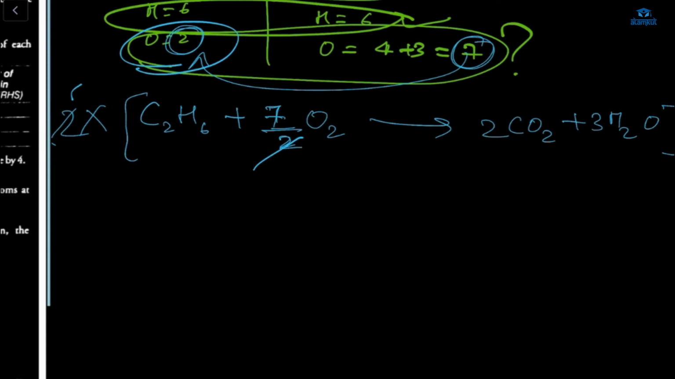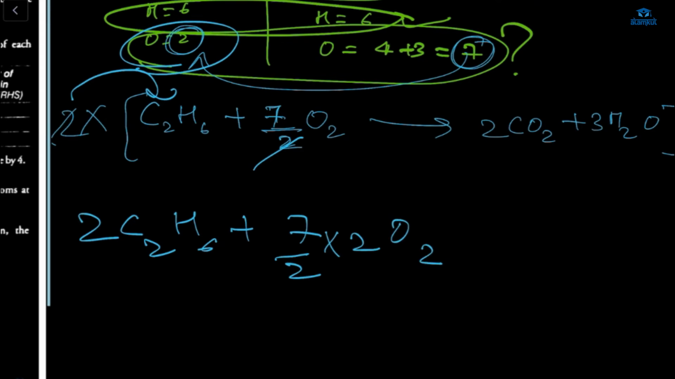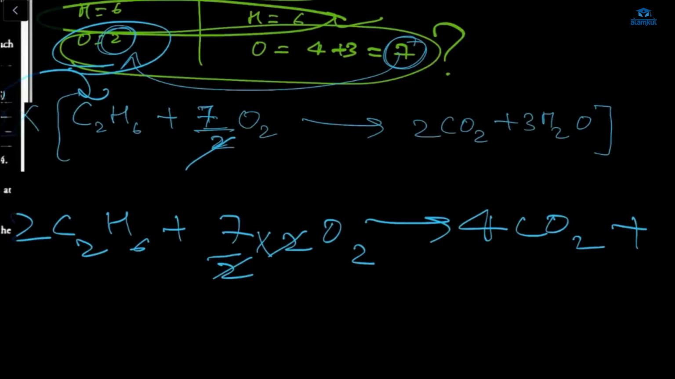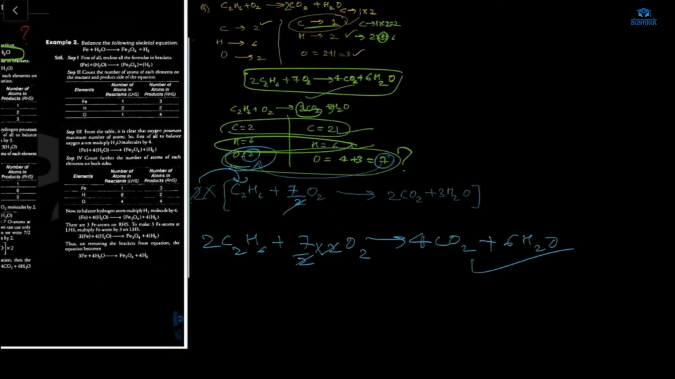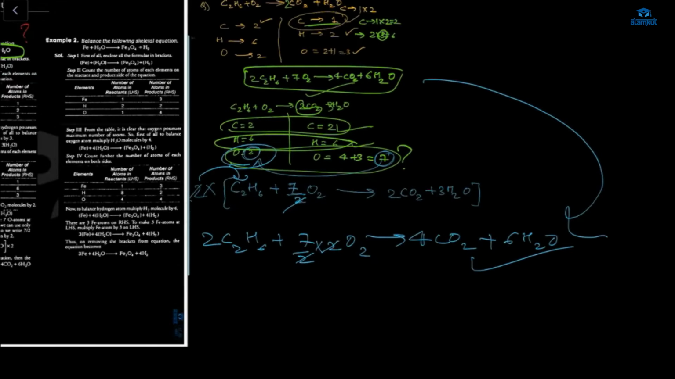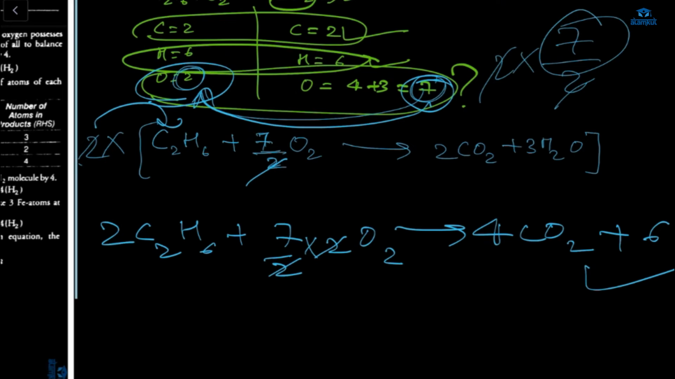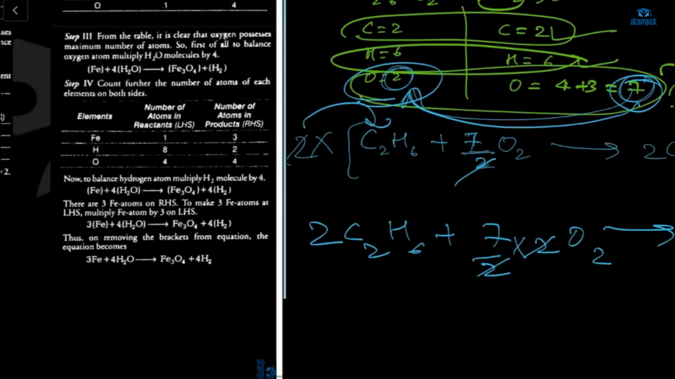So it becomes 2C2H6 plus 7 by 2 into 2 O2, where the 2s get cancelled, giving 4CO2 plus 3 2s are 6 H2O. This and this are the same. So this is my balanced equation. It's easy, right? Here is 7, we have to bring 7 here also. So let's divide 7 by 2 into 2, then it will become 7. You got it? Everybody? Okay, thank you.